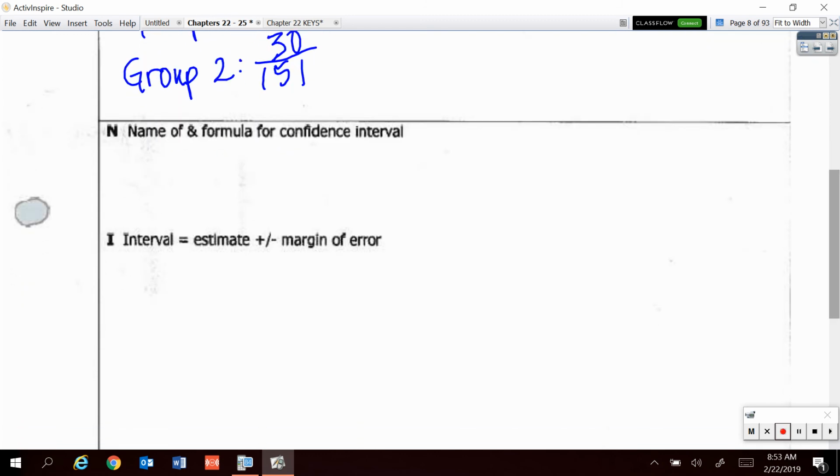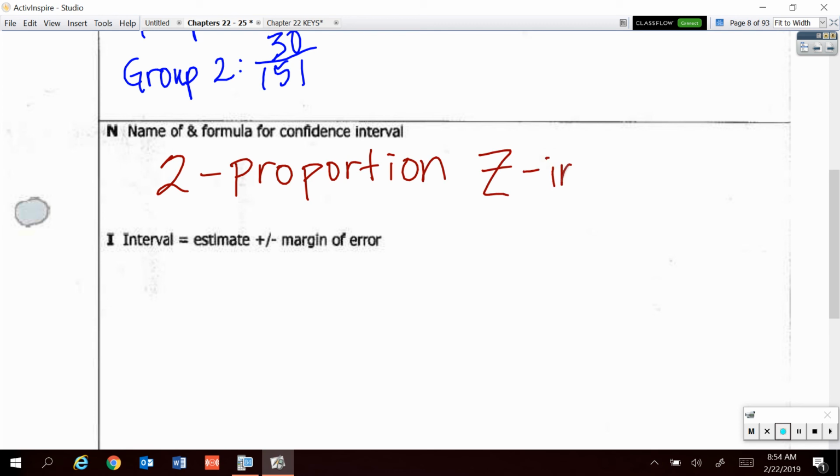The name of what we are doing. What was the name of what we did yesterday? Two proportions, and it was a z-test. Two proportion z-test. So guess what this is going to be called? A two proportion z-interval. Very good. So that is the name of it. So now we know 4 things. One proportion test and interval. One proportion z-test and z-interval. And two proportion z-test and z-interval.